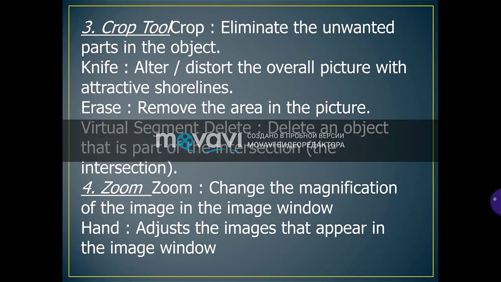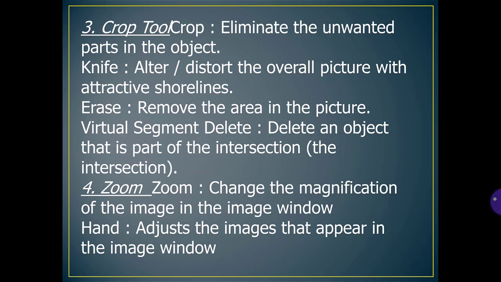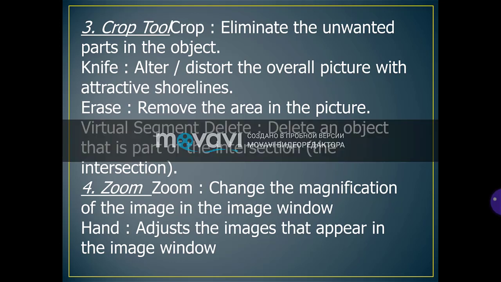3. Crop tool. Crop. Eliminate the unwanted parts of the object. Knife. Distort the overall picture with attractive shorelines. Erase. Remove the area in the picture. Virtual segment delete. Delete the object that is part of the intersection.